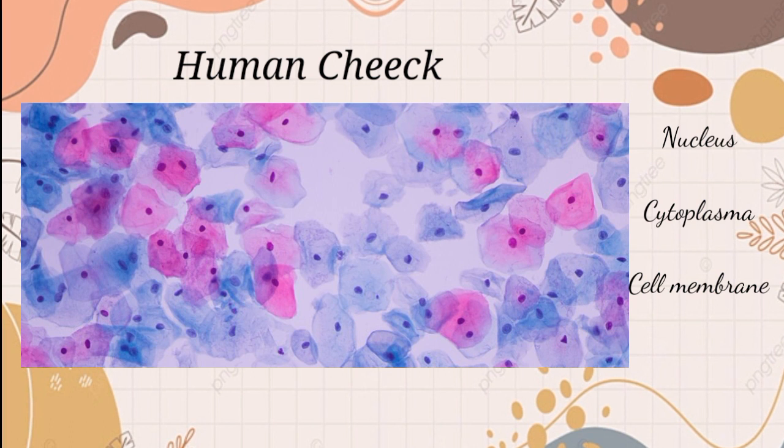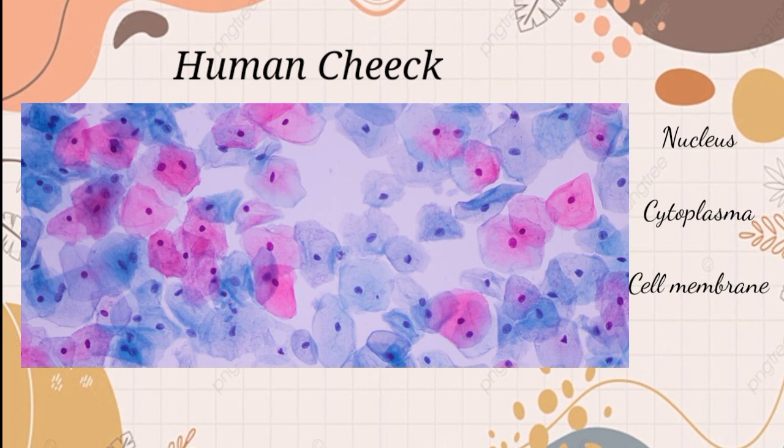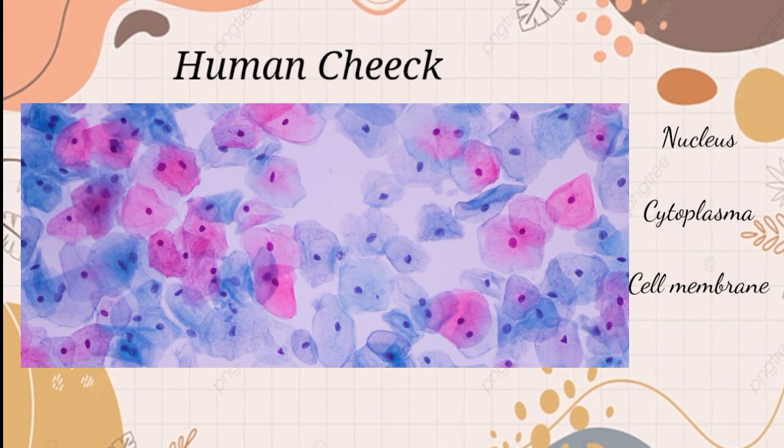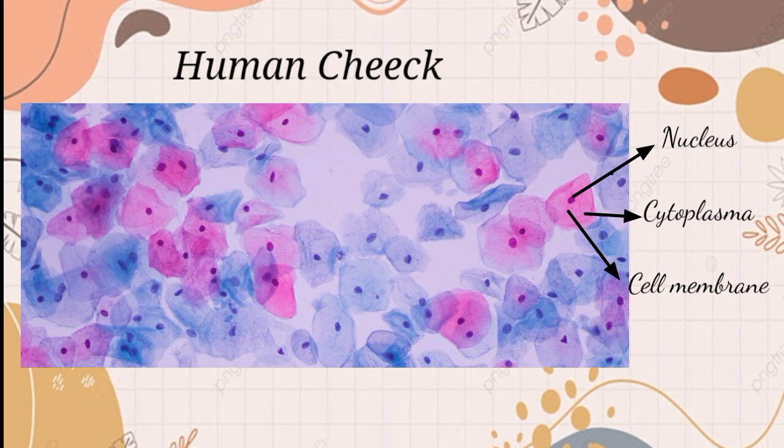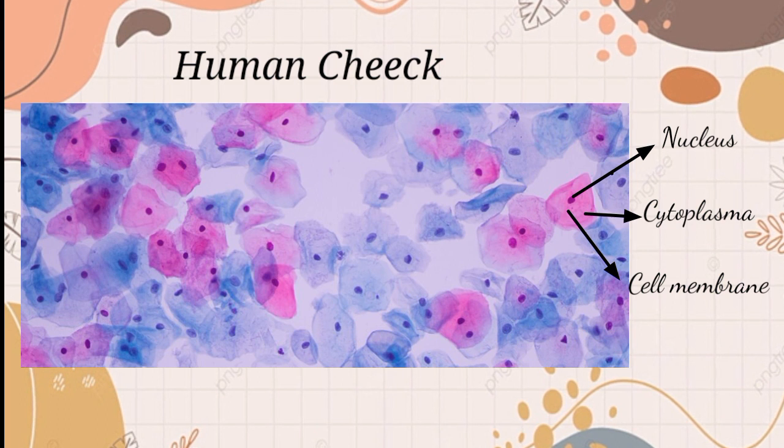Next is the animal cell. Here we use the example of a human cheek cell. Methylene blue solution has been dropped on the cell so that it turned blue. In this cell, we can see the cell nucleus, the cytoplasm, and also the cell membrane. There is no cell wall in an animal cell. You must remember it.